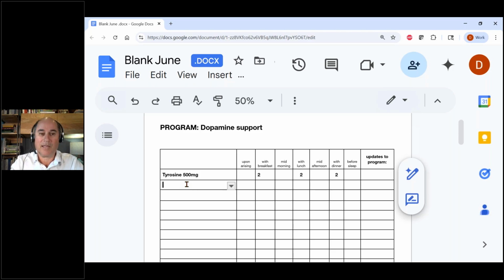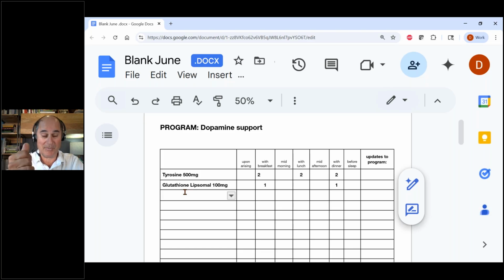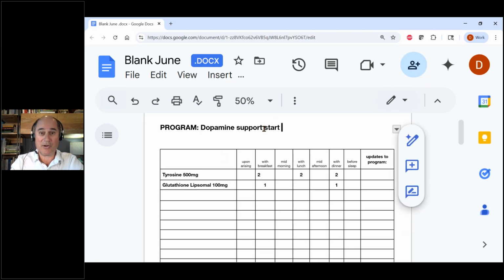If you want a fast effect, give it without food, but it's easier for people to remember with food. And then we saw that there was a glutathione problem. So remember, glutathione is the master protector of the brain. So we want to use a glutathione, usually liposomal, like 100 milligrams. And then we saw that the brain was inflamed. So now we've got to chase down, is there a toxin? What's happening with the gut? We don't have time to talk about that, but I'm just mentioning there's a whole other piece. Here, I'll just write it up here. Dopamine support, start now.